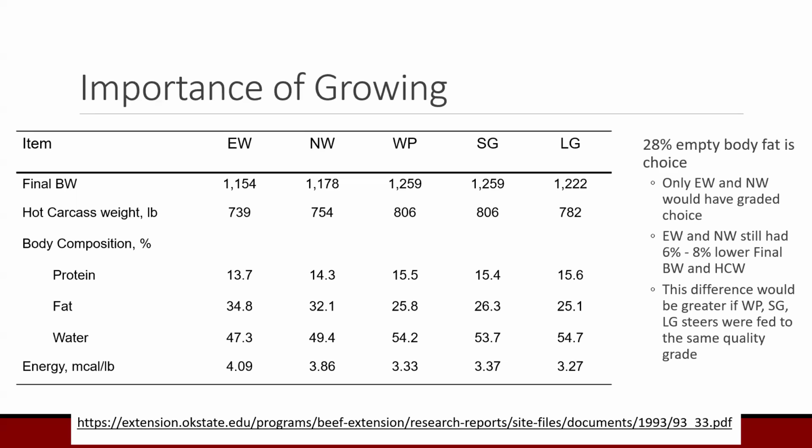So I actually showed the table in the previous lecture where I calculated adjusted final body weight, just to estimate what their body weight would be at an equivalent endpoint of 28% empty body fat. And these guys that were grown had a much higher adjusted final body weight than these that did not have a growing period.